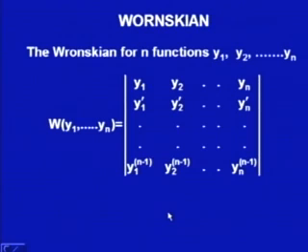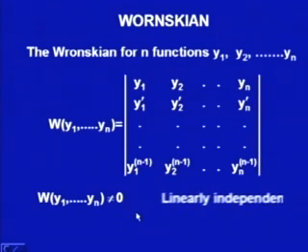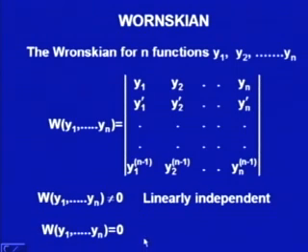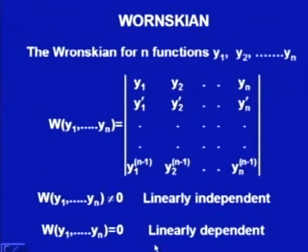We would say that the functions are linearly independent if this Wronskian, that is this determinant, is not 0 for some x; we call that y1, y2, yn are linearly independent. If this determinant is 0 for all x, we call the functions linearly dependent. So, now let us just use this definition in our own example.